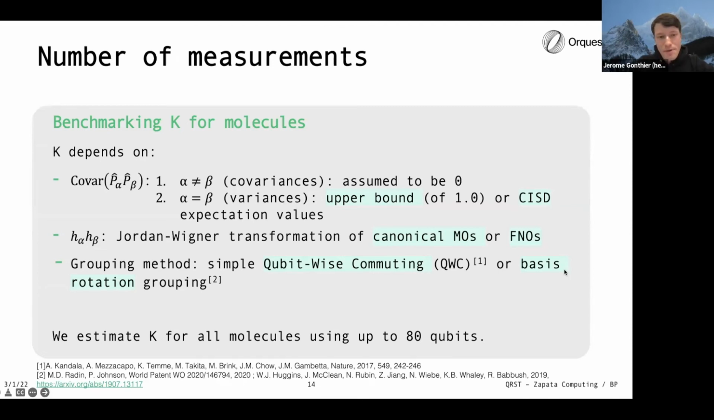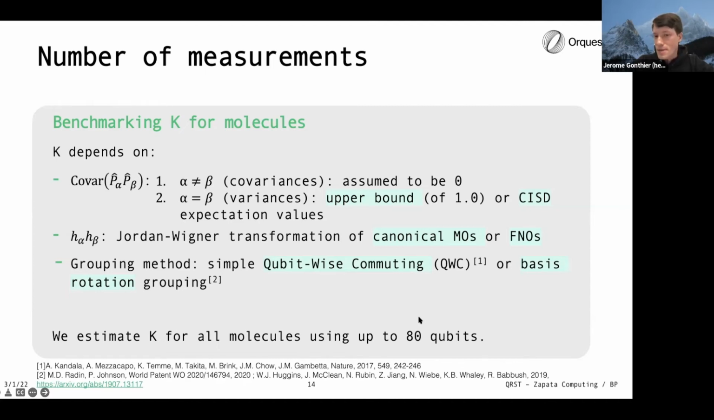The other grouping method we used was this basis rotation grouping. In this method, we actually add a circuit at the end of the quantum circuit to rotate the basis, and that allows us to measure a lot of the Pauli strings together. So the difference between the 2 grouping methods is whether or not we have to add additional operations at the end of the circuit. And then we estimated the value of K for all our molecules using Hamiltonians that had up to 80 qubits.